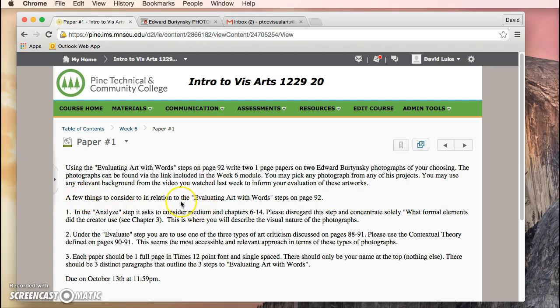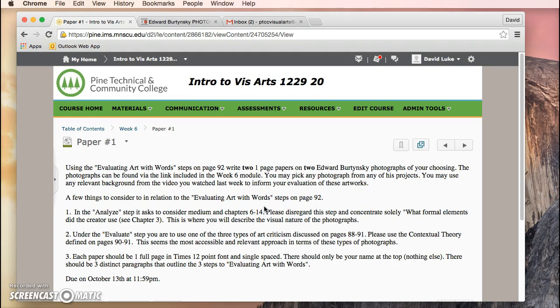So a few things to consider in relation to evaluating art with words. That's step 9 on page 92. I sort of skipped the first step, which is called get the facts, because that's pretty straightforward. These include the name, the title, the date, the medium, the size, the location. Describe the work using as many facts as you find. If you're looking at a reproduction, it's important to clarify its medium and size. This is going to be your first paragraph of each of your papers.